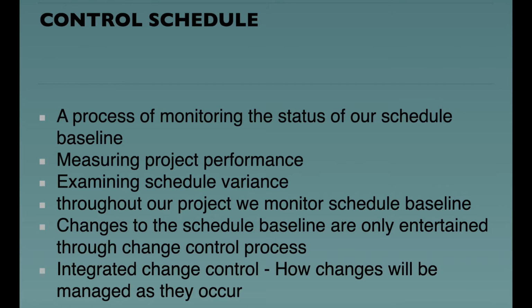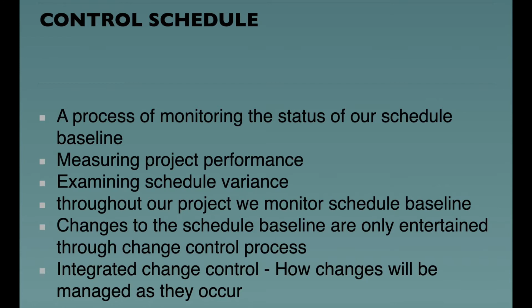In this process, we monitor the status of our schedule baseline, measure project performance, and examine schedule variances. Throughout our project, we monitor the schedule baseline. Changes to the schedule baseline are only entertained through the change control process. Integrated change control is where we have planned how we will deal with changes, how changes will be managed, who can request the changes, and how we will implement the changes.